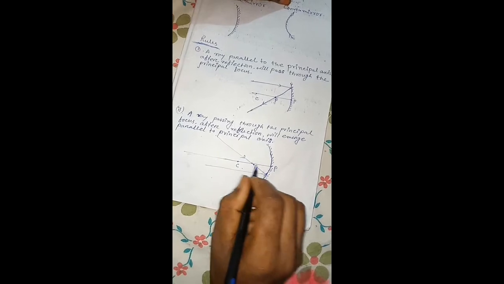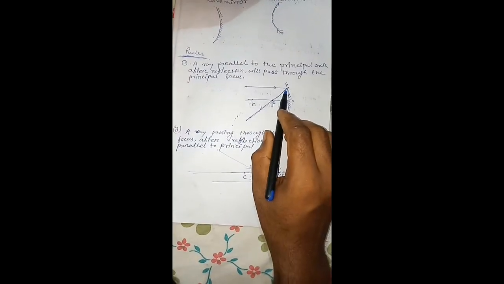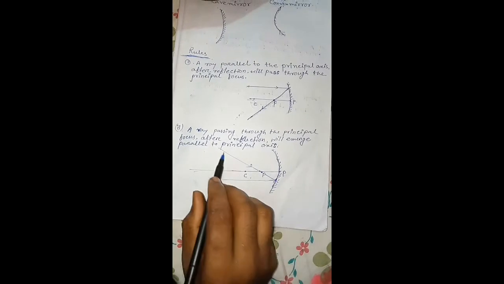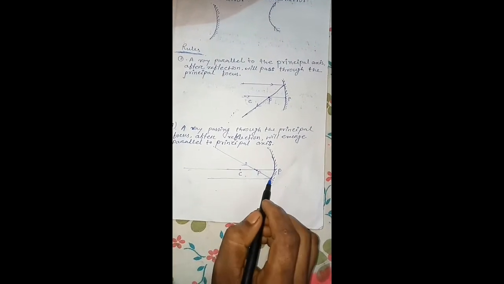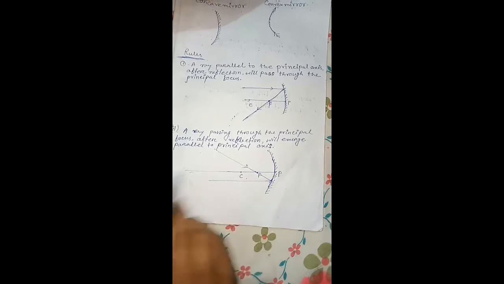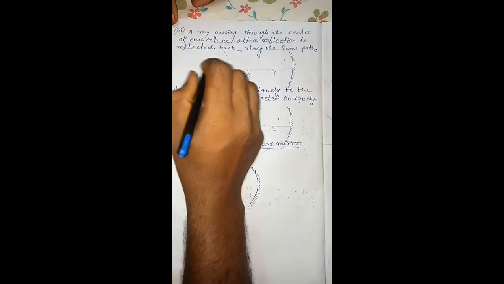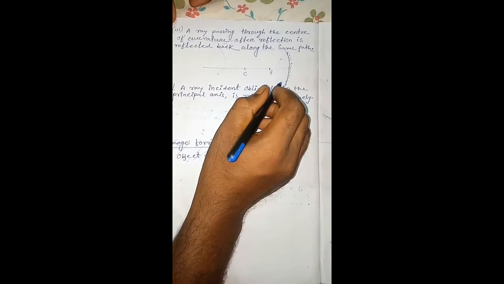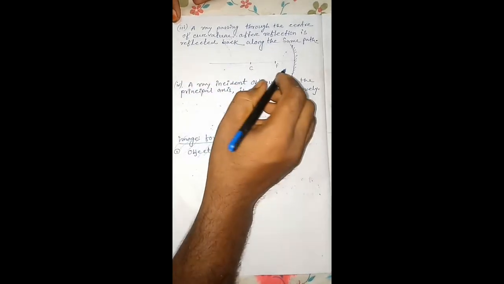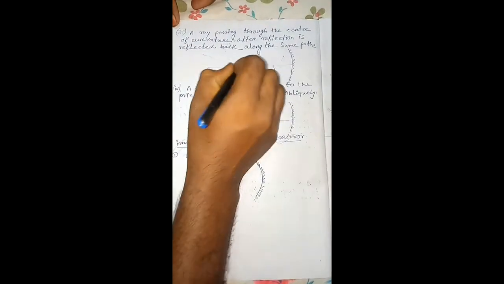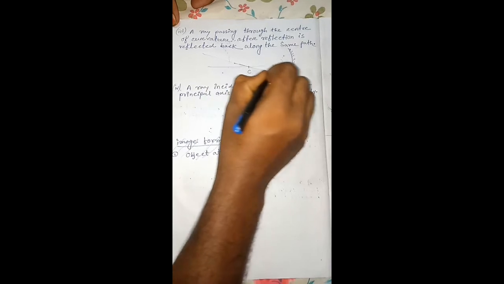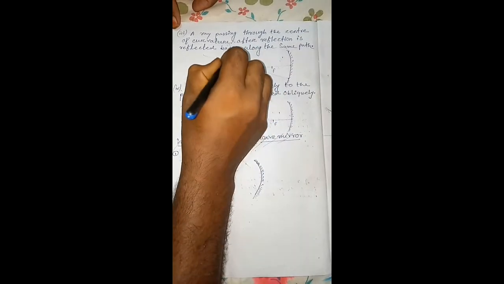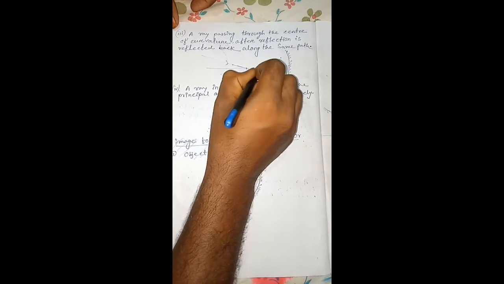This rule is just the opposite of rule number 1. In rule 1, the incident ray is parallel to the principal axis, and after reflection it passes through the focus. In rule 2, the incident ray passes through the focus, and after reflection it is parallel to the principal axis. Now the third rule: if an incident ray passes through the center of curvature, after reflection it will be reflected back along the same path.